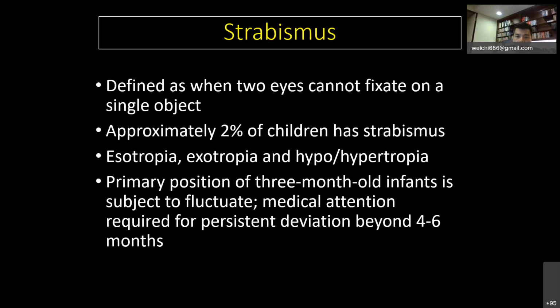Usually kids would have more stable eye position after 3 months old. And if you find that your kids have persistent deviation beyond 4 to 6 months, you would need to seek a medical professional for a detailed checkup.